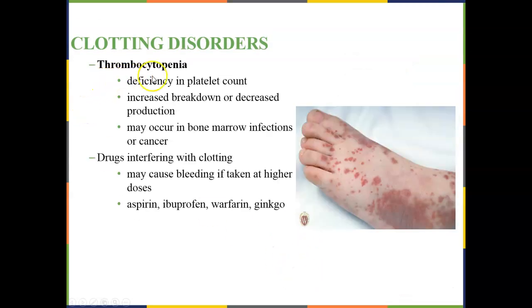Another disorder is thrombocytopenia. So this is where you don't have enough platelets. So in this disorder, you might end up having a lot of bruising because any internal damage that normally your platelets are going to fix leads to leakage of a lot of blood, which is what causes the bruising that you see here.